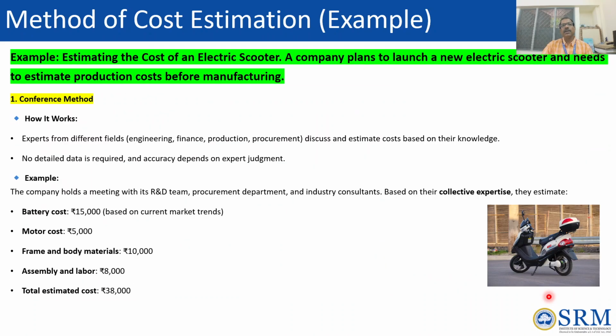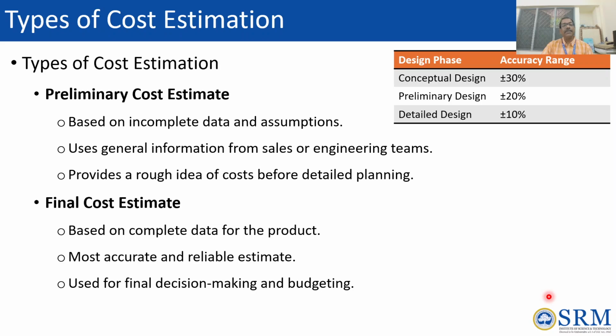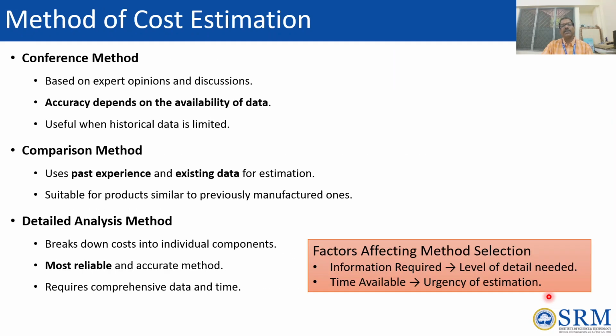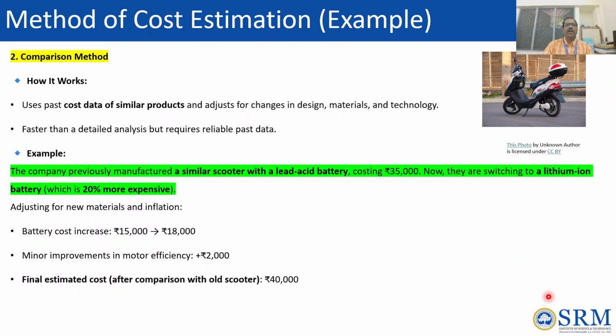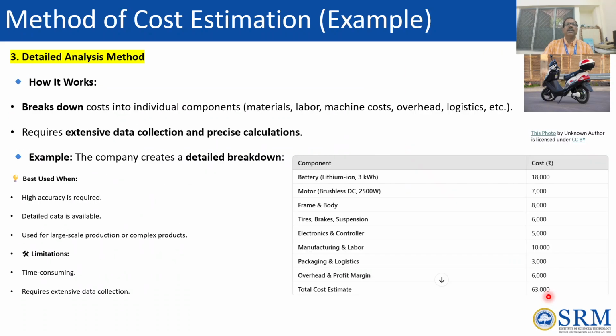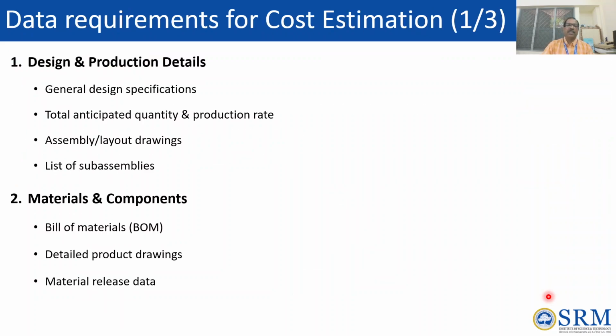So in this video we discussed the types of cost estimation. Along with the types of cost estimation, in line with that, the methods of cost estimation are also there: three methods, the conference, comparison, and detailed analysis method. With an electric scooter as an example, we have discussed how the conference method, comparison method and detailed analysis method are beneficial. In the coming lecture, we will be discussing data requirements for cost estimates.